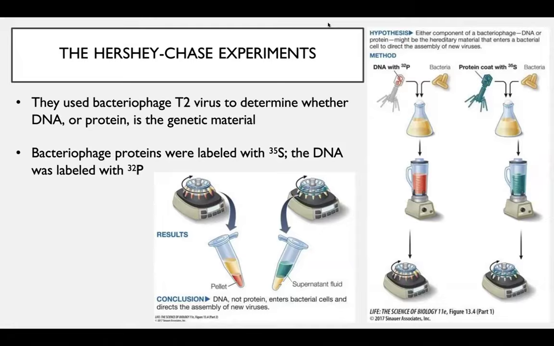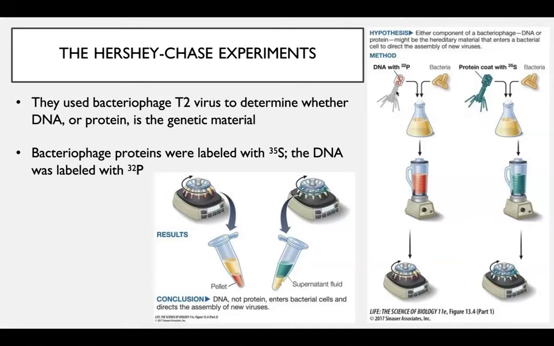DNA that was labeled with 32P, they found that the radioactive element was only in the bacterium and not in the phage, which meant that DNA had entered the bacterium. However, for the protein case, after the phage was attached to the bacterium, the radioactive element was not actually found in the bacteria. The phage's protein stayed outside of the bacteria.